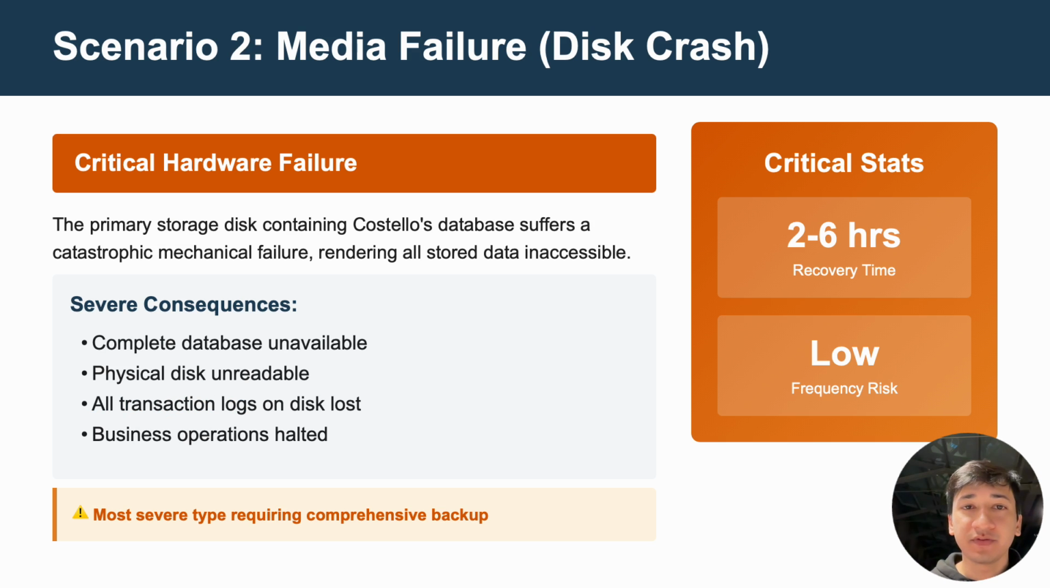Now let's examine scenario 2, which is media failure, or disk crash. In this case, the primary storage disk containing Costello's entire database suffers a catastrophic mechanical failure, which can lead to rendering all stored data completely inaccessible. The consequences of this are severe.